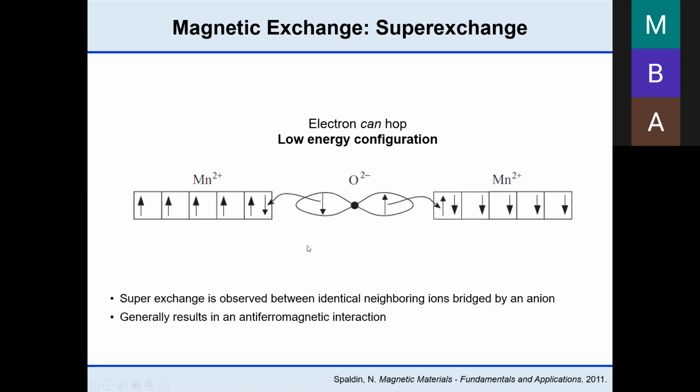And you can envision that in the parallel arrangement, we can delocalize one of the oxygen electrons over one of the manganese centers, but not the other one, due to the Pauli exclusion principle. However, when we have an anti-parallel arrangement, we can delocalize both, and as a result, this is a lower energy configuration because this lowers the overall kinetic energy of the system. And because of this, superexchange generally results in an antiferromagnetic interaction.